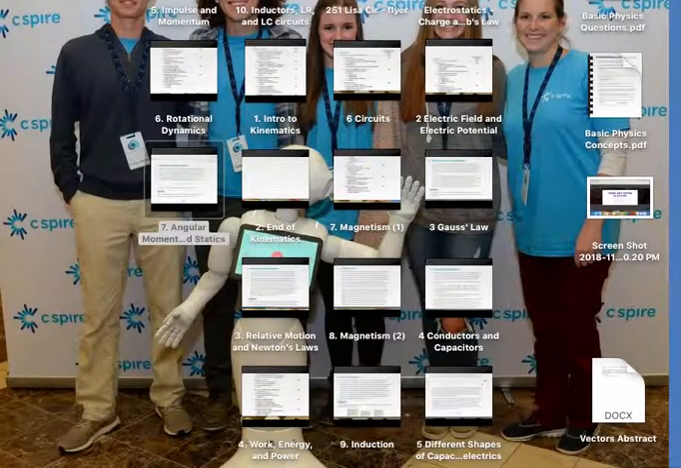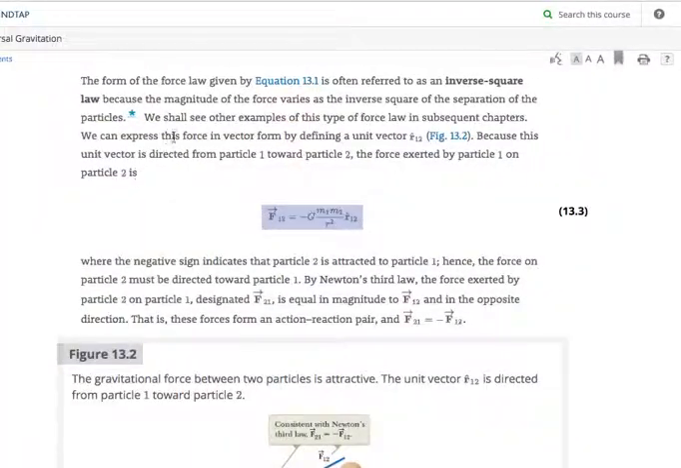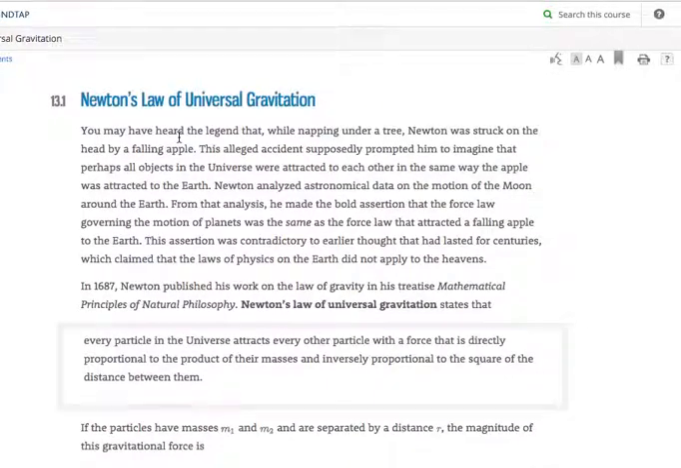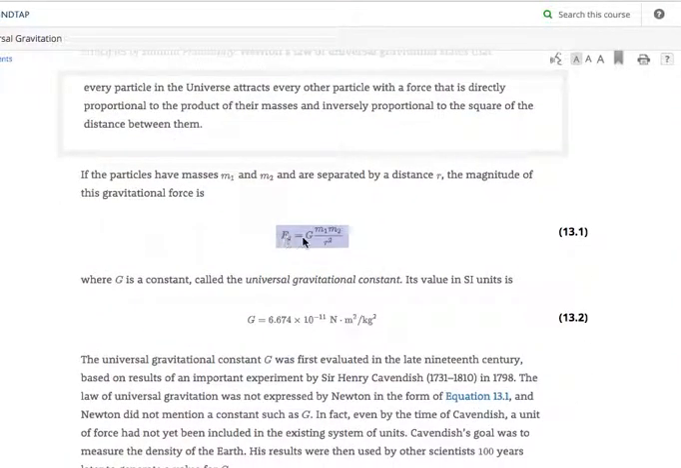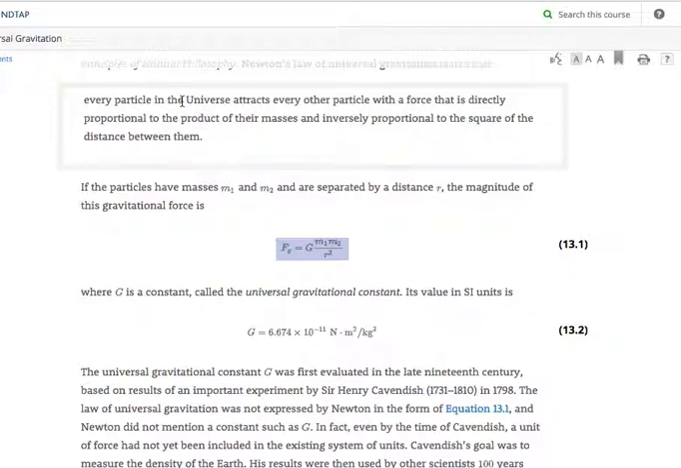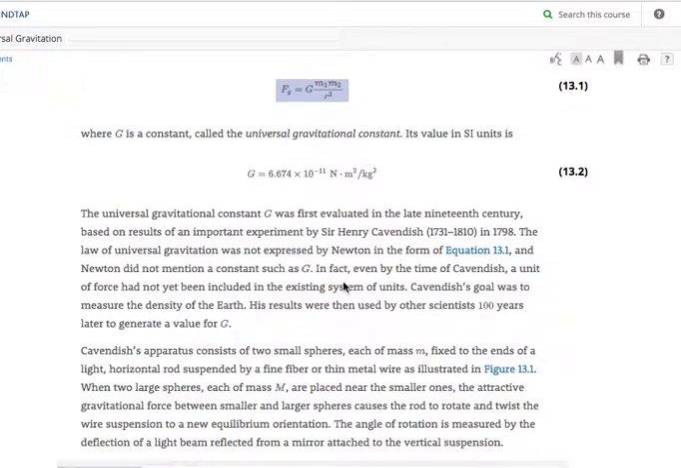Newton's universal law of gravitation says that there's a force of attraction between every two objects, which is proportional to their masses and inversely proportional to the square of the distance between them. This is that 1 over r squared relationship. So it's G m1 m2 over r squared, and the G value is on your formula sheet.